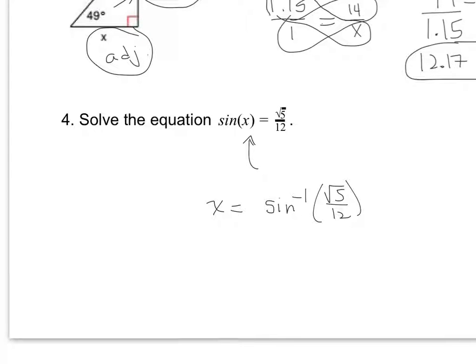So I'm just going to type that in the calculator. If you are using Desmos or something, make sure you have it in degree mode. But what I get is x is going to be 10.74-ish degrees. So I can check it because I know the sine of 10.74 degrees will give me square root of 5 over 12.